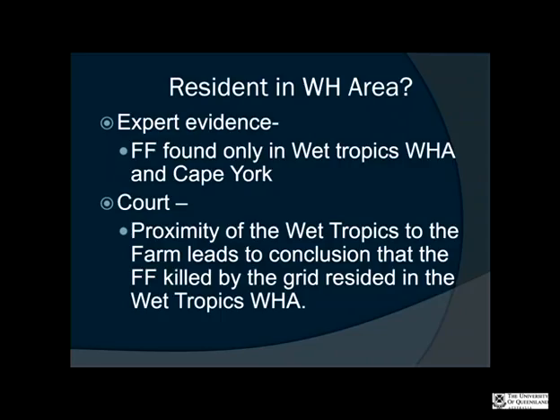And the court then came to the view that the proximity, the closeness of the wet tropics to the farm, led them to the conclusion that the flying foxes killed by the grid did in fact reside in the wet tropics World Heritage Area. So she's proven injury to the flying foxes, and she's proven injury to flying foxes that are resident in the wet tropics World Heritage Area.